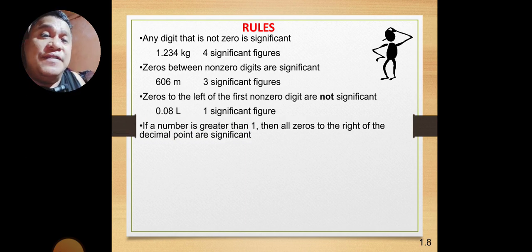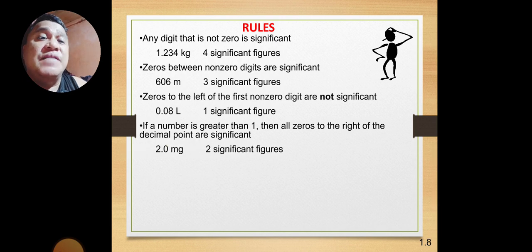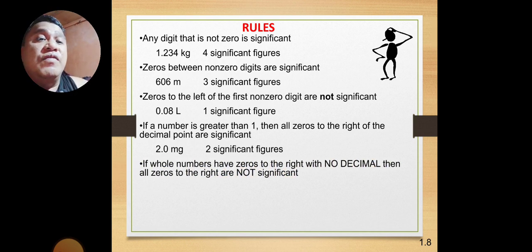And of course, if the number is greater than 1, then all zeros to the right of the decimal point are significant. Say, for example, if the number is 1 or greater than 1, all zeros after the decimal point are all significant. Okay? 2.0. So there are two significant figures because 2 is greater than 1, and after the decimal point, 0 is considered to be significant. And of course, if whole numbers have zeros to the right with no decimal, then all zeros to the right are not significant.